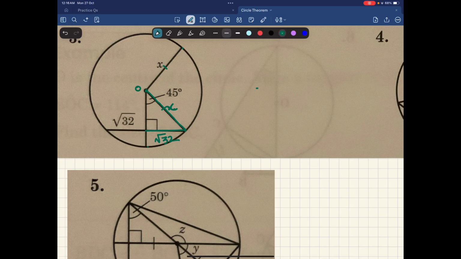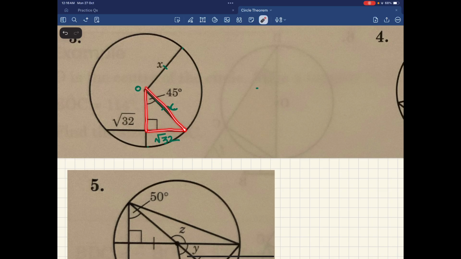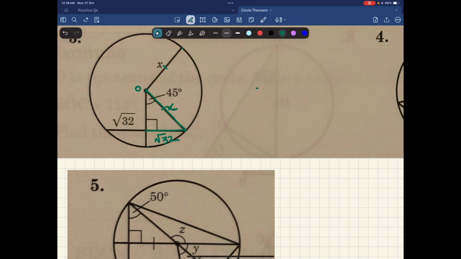Now, is there any way that we can find the length X or the radius of the circle? See, we have a right angle triangle and we have 2 pieces of information. We have this side and we have an angle. So we are going to apply trig ratios. If you have any confusions regarding trig ratios, please make sure that you watch the videos which have been uploaded with respect to this topic.